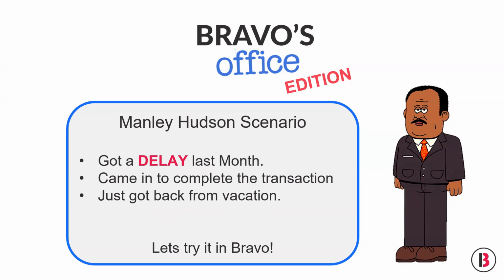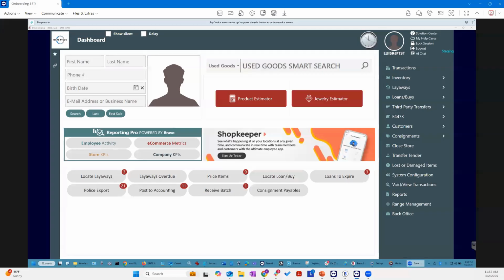So for Manley, he came in last month. He got a delay, and while he got his delay, he was about to head on vacation. So he had been gone for quite some time. Well, he finally got back from vacation. He came back in and he's like, all right, I'm ready to finish my firearm transaction. Now, with this, we are going to pull up Manley like we have cloud storage.